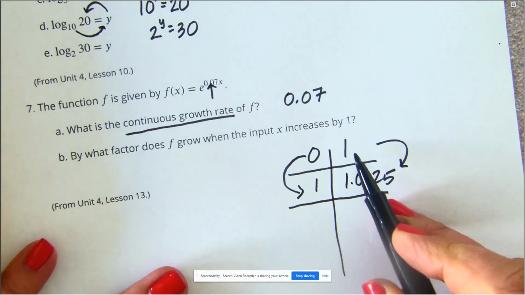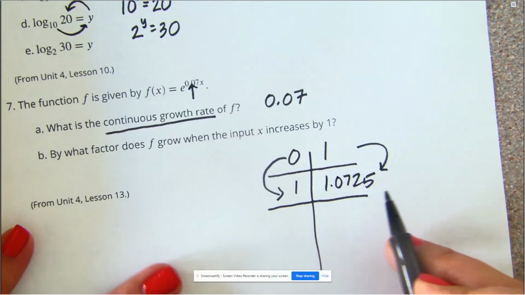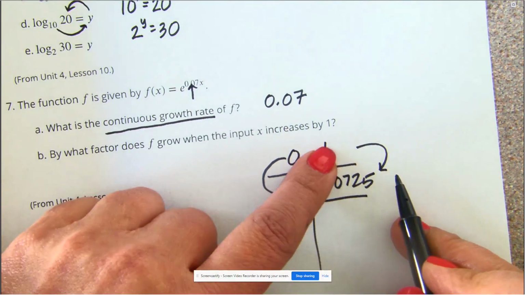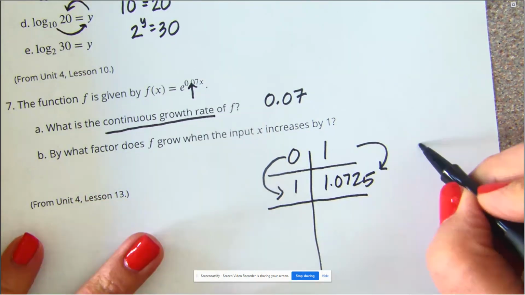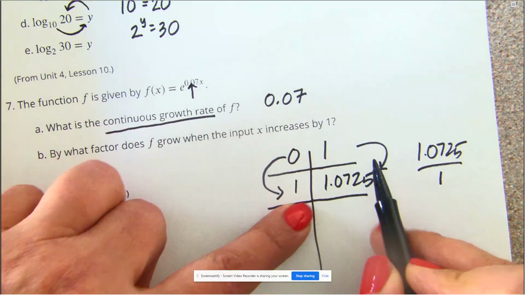So when I increased my x by 1, by what factor did that grow? What did I multiply 1 by to get this? If you can't tell mentally what that is, you can take this and divide it by this, but it's just this number right here. Because 1.0725 divided by the number in front of it, that's the factor I grew by.